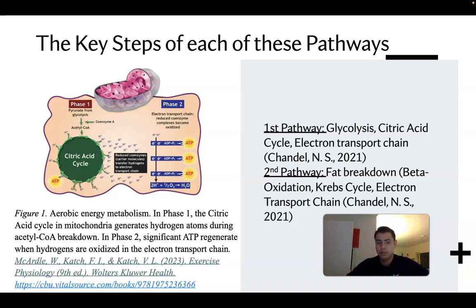Now the next one I'm going to talk about is fat breakdown: the beta oxidation, Krebs cycle, or citric acid cycle, and then the electron transport chain. In beta oxidation, palmitoyl CoA is broken down into 2 carbon acetyl-CoA units through a series of reactions, producing NADH and FADH2 in each cycle. Then that leads to the citric acid cycle, where the acetyl-CoA molecules enter the cycle, producing NADH, FADH2, and GTP. And lastly, in the electron transport chain, the NADH and FADH2 generate a proton gradient, producing more ATP.